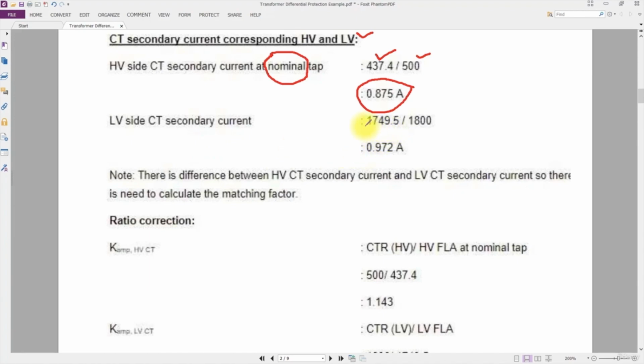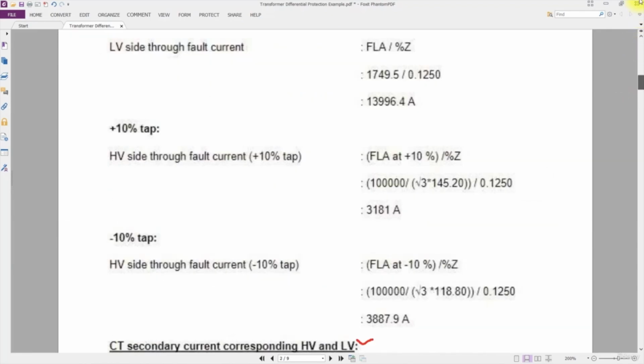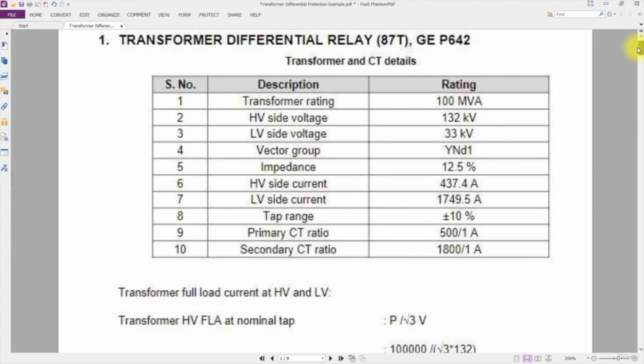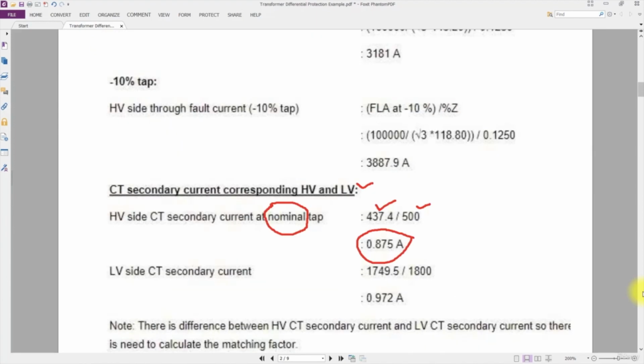This is the LV side full load amperes, which is 1749.5 amps. We have to divide it by the CT ratio, and the CT ratio here is 1800 by 1. The CT ratios are defined at the top of these calculations: the primary CT ratio on the HV side is 500 by 1, and the current transformer at the low voltage side is 1800 by 1. So if you want to calculate the CT secondary current, you have to divide by the ratio.